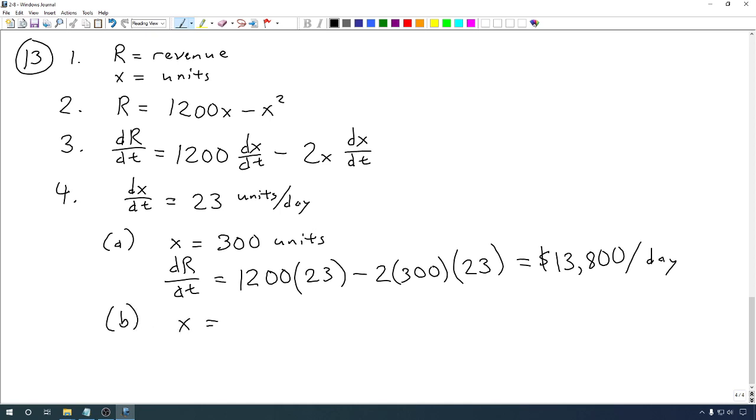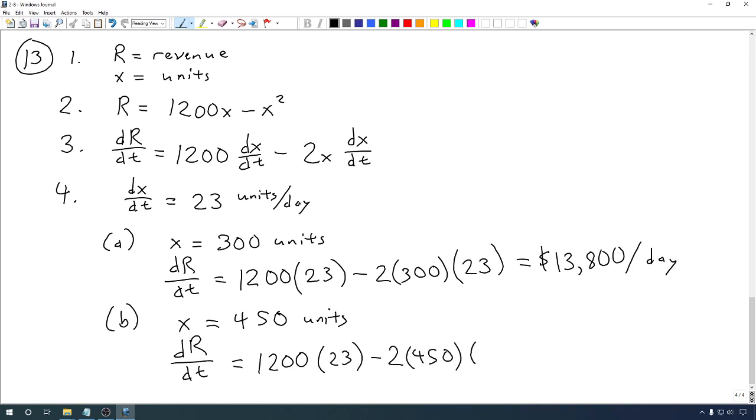Part B, they're changing x to 450 units. But the way we solve the problem is exactly the same. We already have our formula for dr dt in terms of x and dx dt. So we're just basically changing what x value we plug in. We still have the 23s, but now the 300 is going to be 450. So we have a 1200 times 23 minus 2 times 450 times 23.